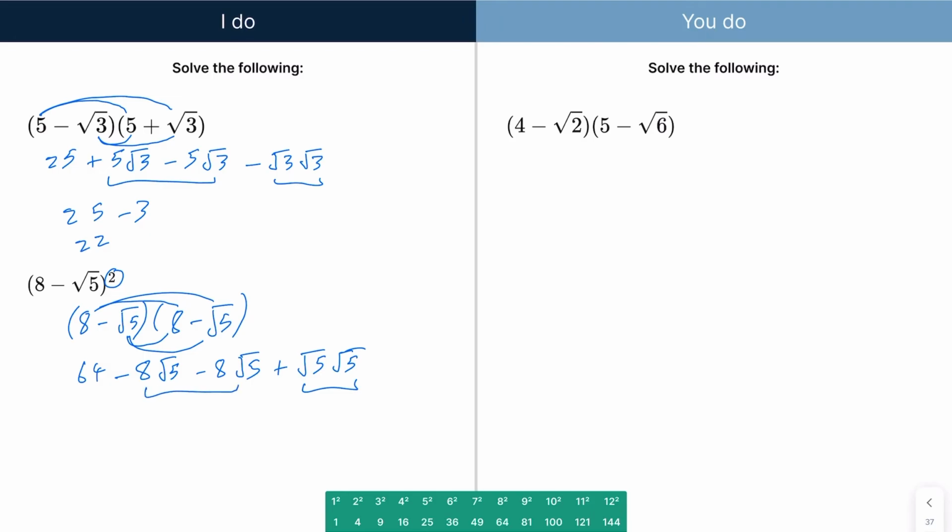These two, so that's minus 8 root 5 minus 8 root 5, so that becomes minus 16 root 5, plus 5. And that becomes 69 minus 16 root 5.